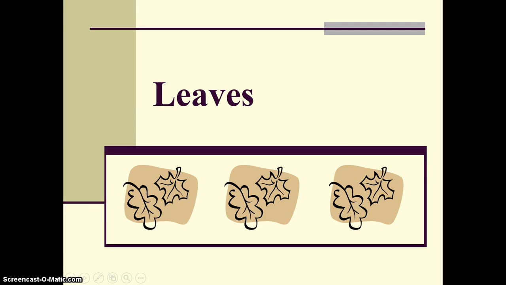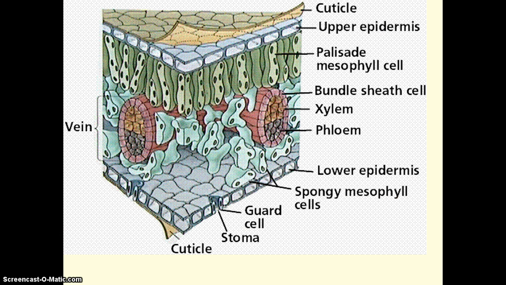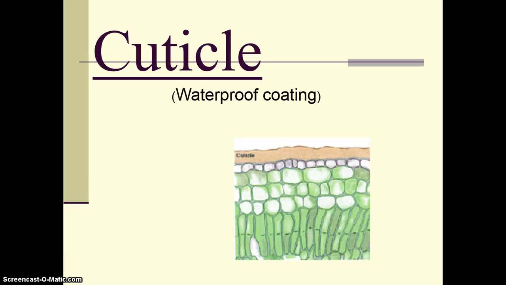Right, this presentation is looking at the structure of leaves. Okay, this is a cross-section of a leaf. You will probably need to bring this up again when you fill in your homework assignment that is a cross-section of a leaf. The outermost part of a leaf is called the cuticle.